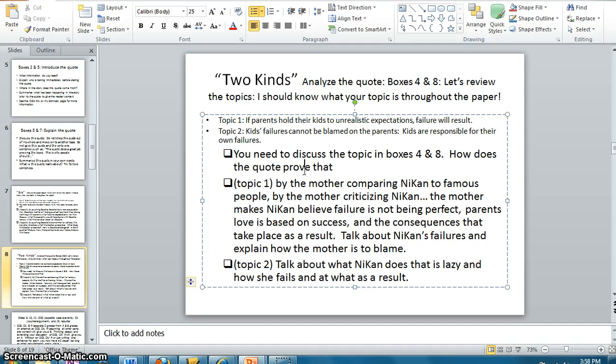Parents' love is based on success. That's what Nikon believes. Talk about that. The consequences that take place when she knows she's not perfect and her parents must not love her. Talk about that. Talk about Nikon's failures. You can't say that the mother pushes Nikon to fail and Nikon's failed without talking about Nikon's failures. What has Nikon done that's a failure? Give a list. Explain why each one's important. What are the consequences of the mother setting too high of expectations?